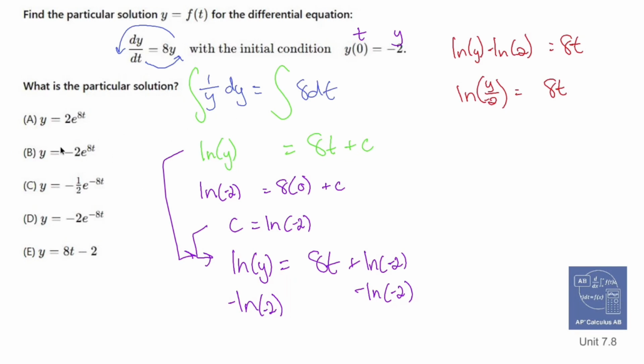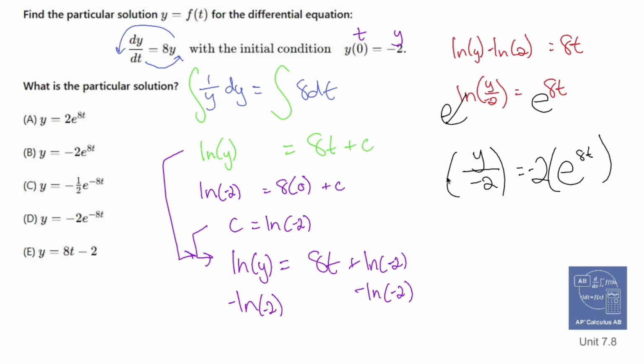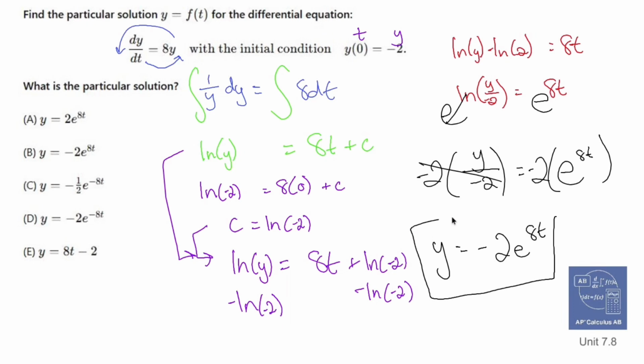When I raise e to both sides, that cancels out and I'm left with y over -2 equals e to the 8t. Multiply both sides by -2, and y is going to end up being -2 e to the 8t. And that's going to be B. Hooray!